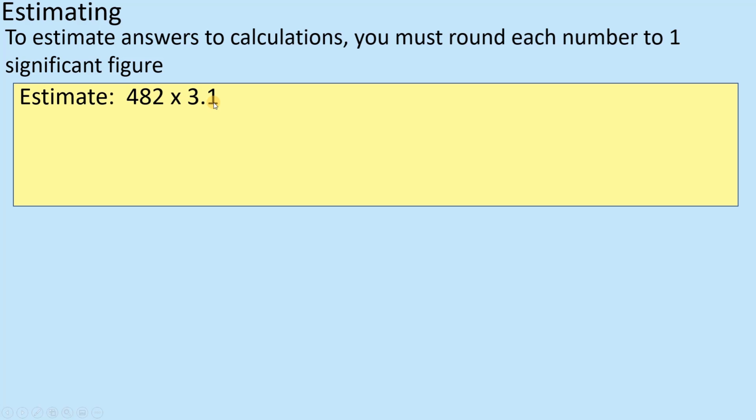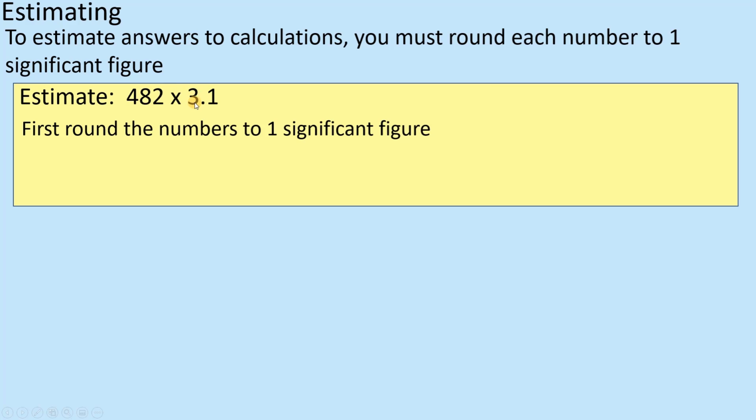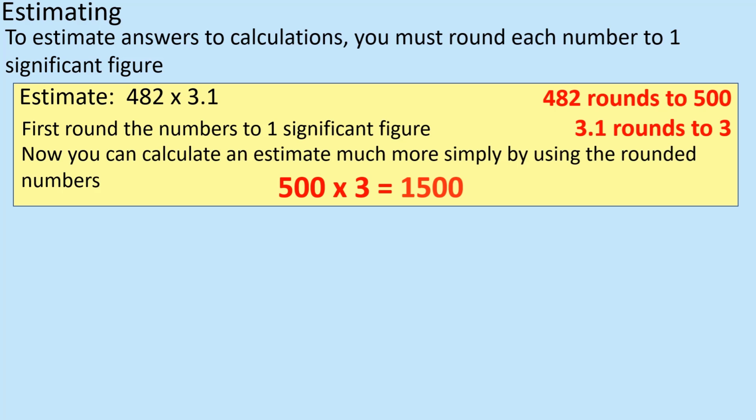When you are estimating, you need to round to one significant figure. If you don't do that, then of course you are going to get it wrong according to the mark scheme. So to one significant figure, this here, to the nearest 100, because your 4 is 100, looking at the 8 is going to be 500. Looking at this one, to the nearest integer, because that's what the first digit is, it's going to be 3. So it's going to be 500 times 3, which is 1,500.